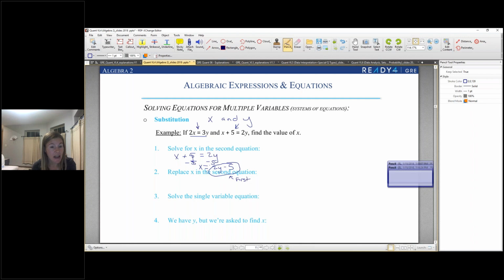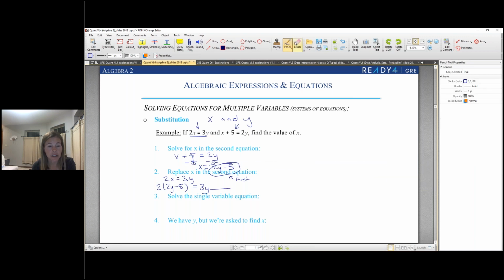Okay, now we're going to take this value of x and substitute it in for the first equation. That equation used to be 2x is equal to 3y. And remember, that has two variables in it, so it can't be solved. But now we can take what we found and plug it in wherever x is. So where that x is, I'm now going to put in 2y minus 5. Now I'm going to distribute.